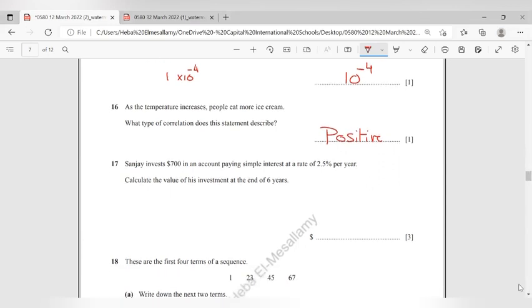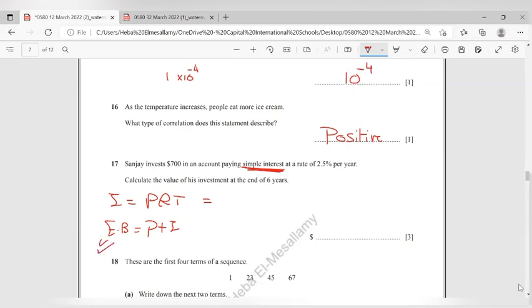Question 17, simple interest. Take care, it's simple interest. Whenever you see simple interest, write the rules. I equals PRT. After that, ending balance equals P plus I. These are the 2 rules. Whenever you see simple interest, let's try to work it out. The question wants to calculate his investment at the end of 6 years. So the ending balance is required. Question out of 3 marks.